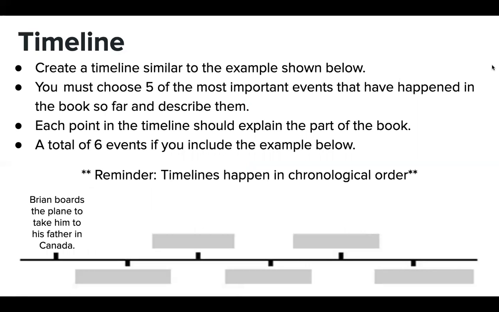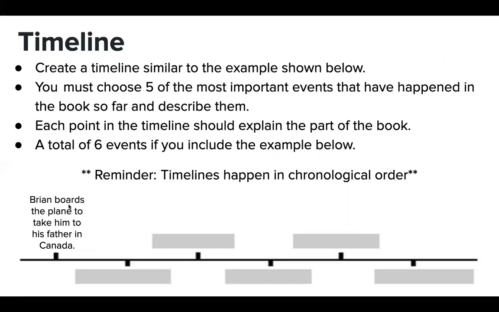Your third assignment for today is you are going to create a timeline of the book. So you're going to create a timeline similar to the one I have below here. It's a nice little example for you. You must choose 5 of the most important events that have happened in the book so far and describe them. Each point in the timeline should explain the part of the book, and there should be a total of 6 events if you include my example below. So you guys only have to use 5 of your own.